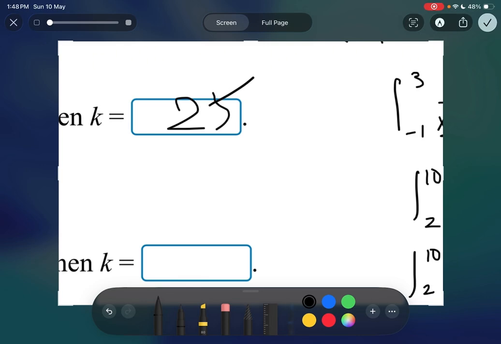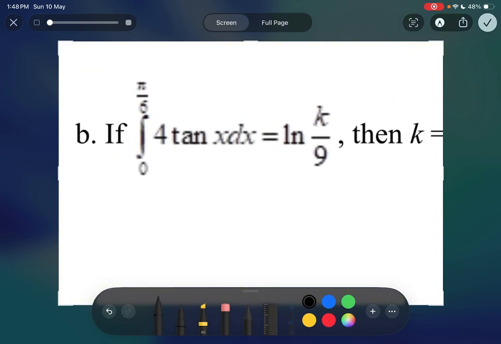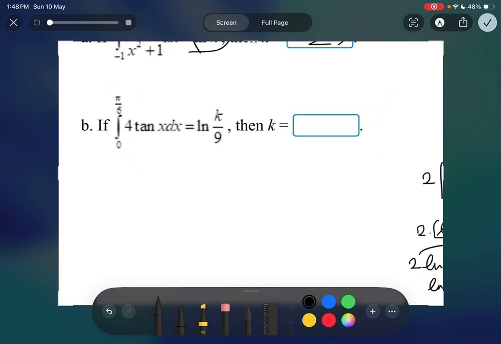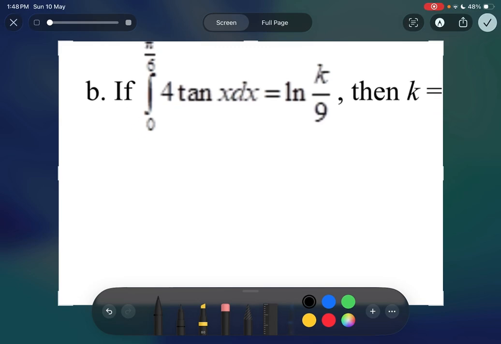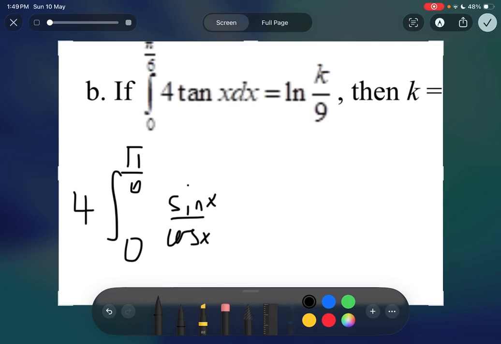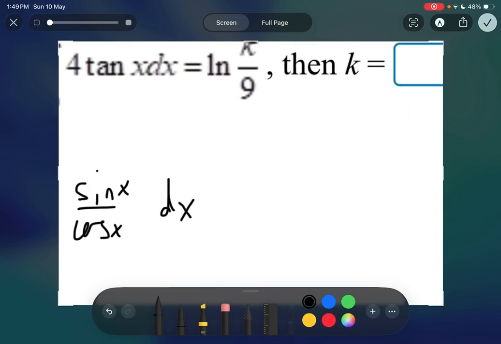Okay, for part B, here it's a bit tricky because they give us tan and pi over 6 and all that stuff. So you know that for the integral from 0 to pi over 6 of tan, let's take 4 outside. Tan is sine over cosine, sine x over cosine x dx. Let's take u as cosine: u will be equal to cosine of x.